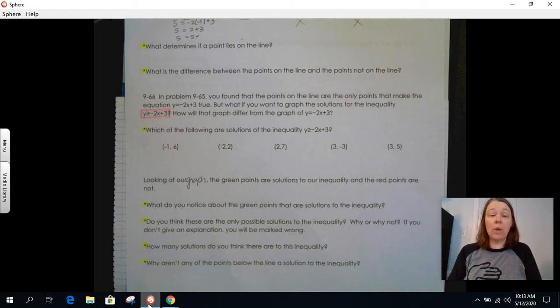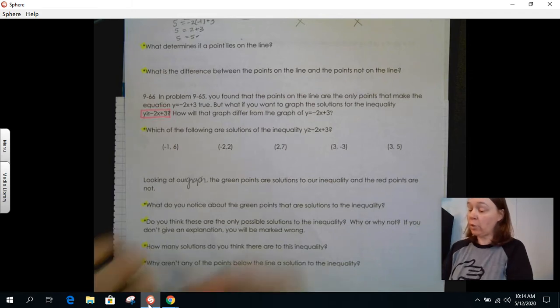So we're going to start out the same way, and we're going to think, okay, which of the following are solutions of the inequality? We'll do the first couple together, and then I'm going to give you Edpuzzle questions to check the other three. So please make sure that you're paying attention so that you're able to do those correctly.